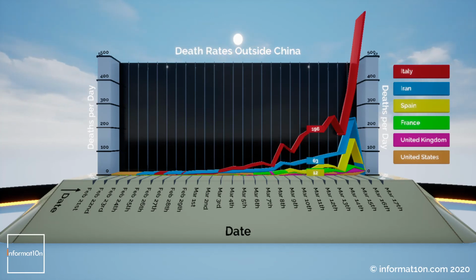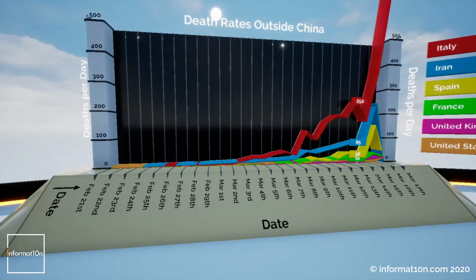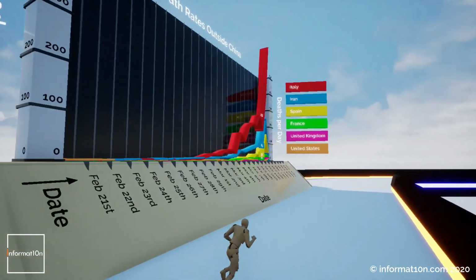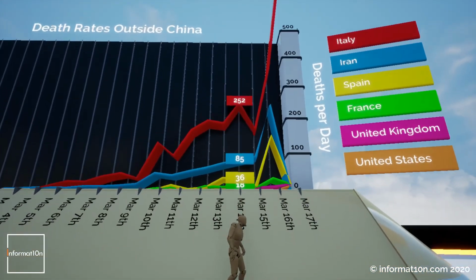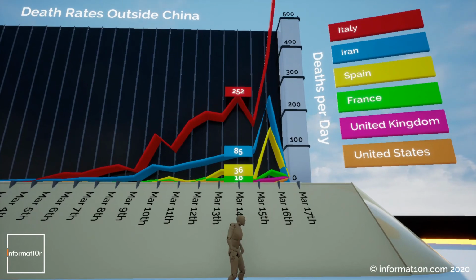We then got Spain, France, United Kingdom and United States. So these 6 countries have had the highest number of deaths in a single day outside of China. The United Kingdom and United States are included in the chart because the UK had 20 deaths in a single day and the USA had 17 deaths in a single day. But you can see there that the situation is currently much worse in Italy, Iran and Spain.